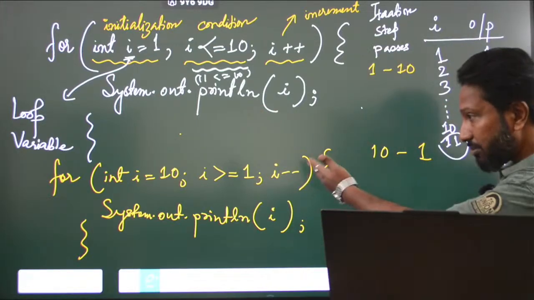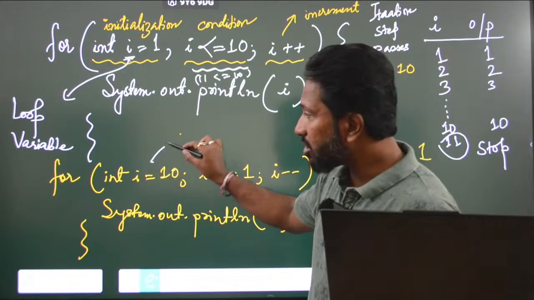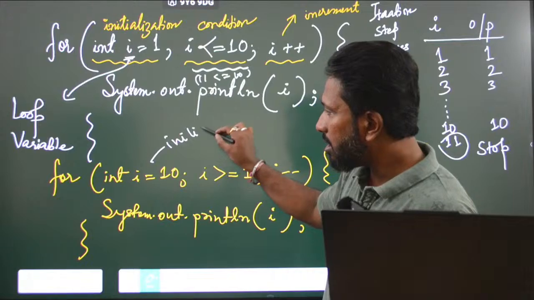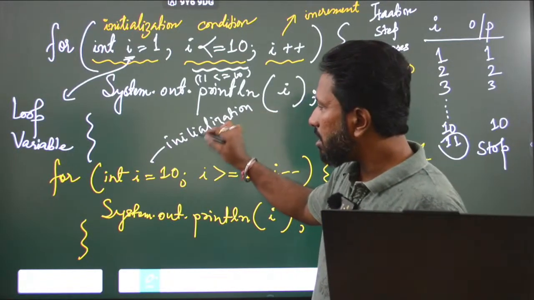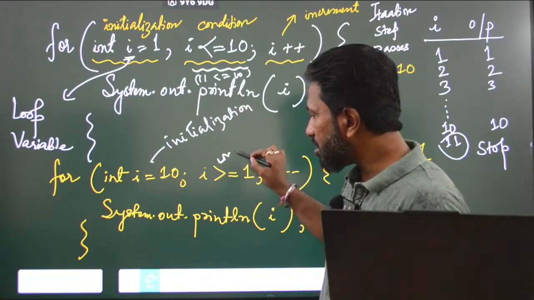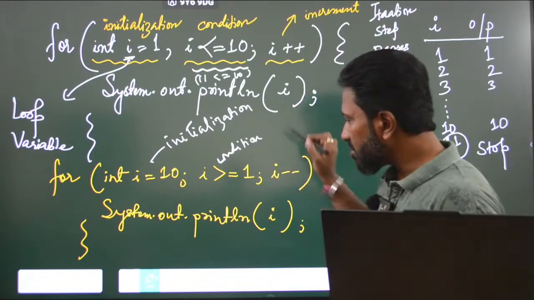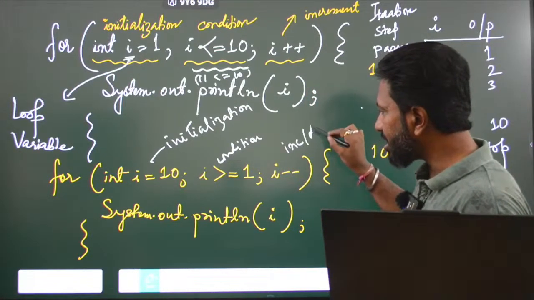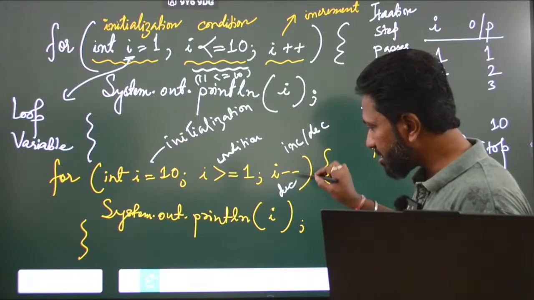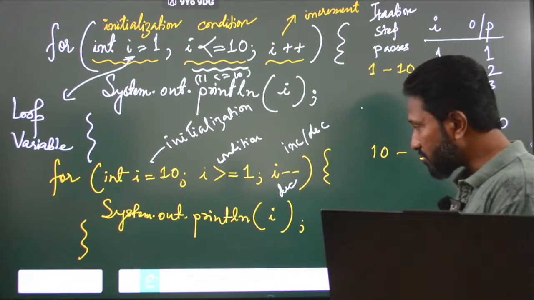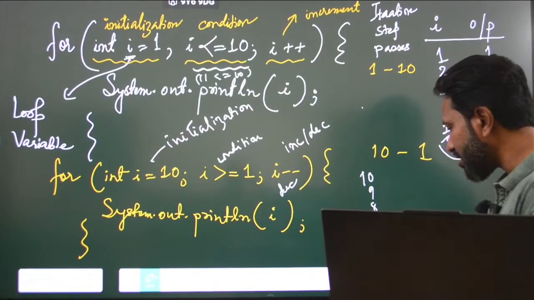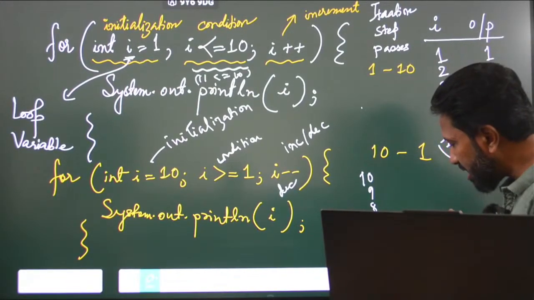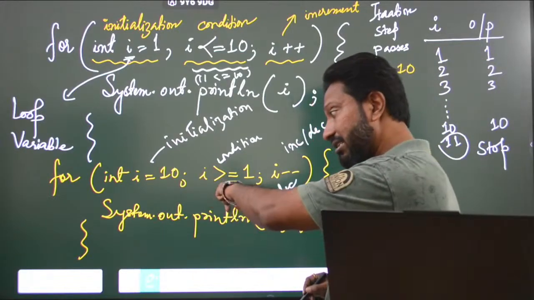Similarly, when you are talking about this one, here this is your initialization. This is your condition. This is your increment or decrement. Here we are doing decrement, right? This is the decrement operation. So here it will be like 10, 9, 8, 7, keep on going till 1. 1 is greater than equal to 1. You understood now why I have written greater than equal to.